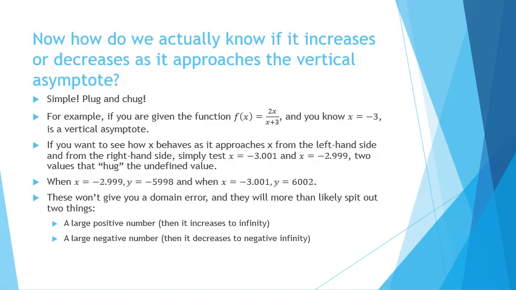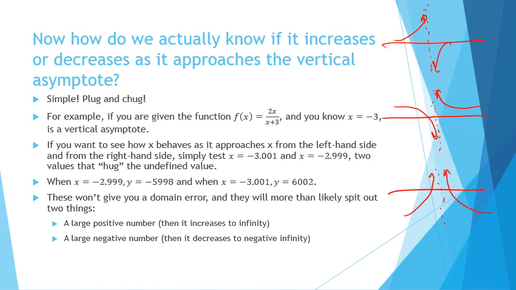Now, how do we actually know as x approaches a vertical asymptote whether it's going to look like this or, sorry, let me redraw that. If we have a vertical asymptote here, whether it's going to be going down from the left and up from the right, or it could even look like this where they both go up, right? So how do we know what direction they're going to go in? And so it's pretty easy. We're going to plug and chug.